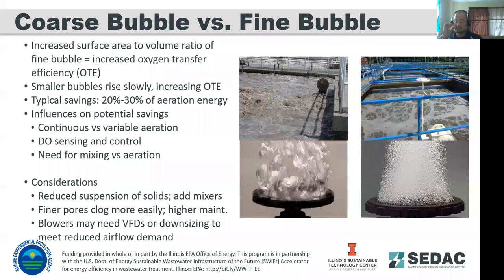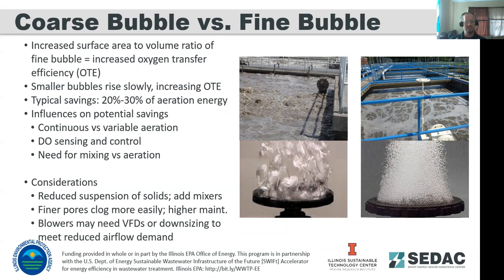Getting into some of the specific measures that we usually recommend, again, one of our most common, aeration upgrades, upgrading from coarse bubble to fine bubble diffusers. Those fine bubbles are going to increase your oxygen transfer efficiency and thus decrease the amount of air you need to add to your system, and decrease the electric generating capacity you need to have to produce that aeration. Smaller bubbles rise slowly, so that also increases oxygen transfer efficiency. Typical savings is somewhere between 20 and 30% of your aeration energy is what we usually see.